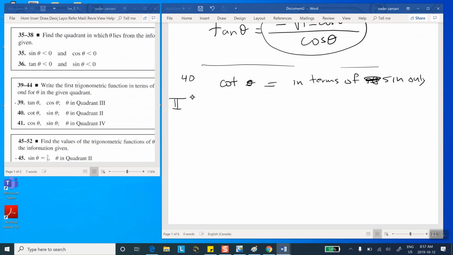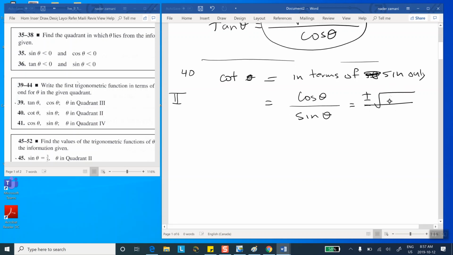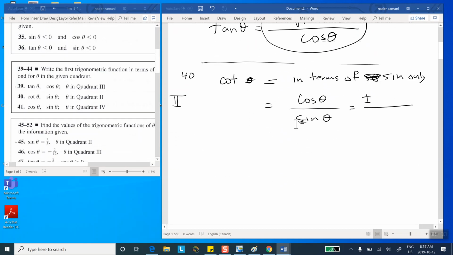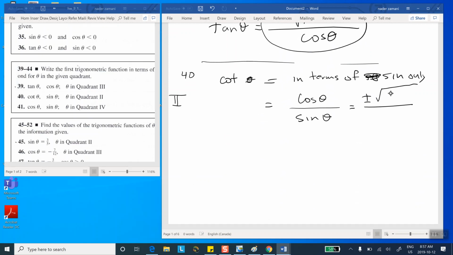Okay. Now, first of all, we know what cotangent is. Cotangent is cosine of theta over sine of theta. And the top, plus or minus square root of 1 minus sine squared theta, over sine of theta. Okay? Now, notice that the right-hand side right now only has sine in it, which is great. But now we are told that we are in quadrant 2.